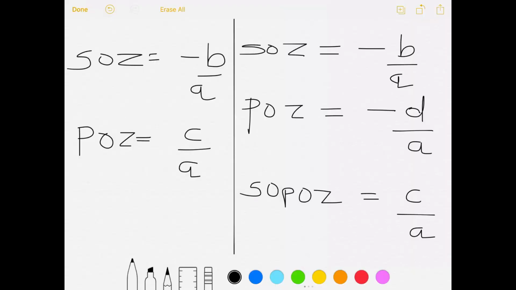Hello everyone, in this session we are going to discuss the relationship between the coefficients and the zeros of a quadratic equation and a cubic equation.